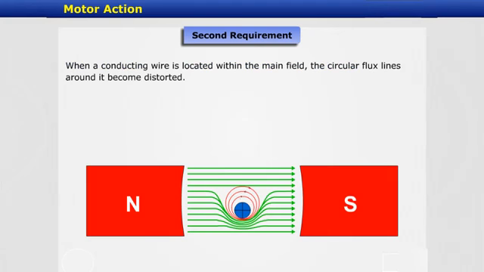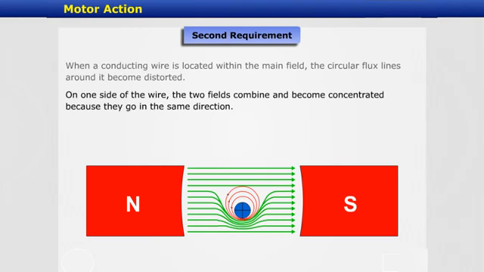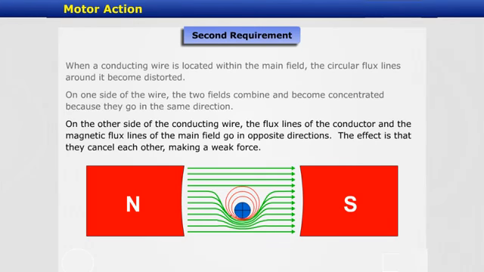When a conducting wire is located within the main field, the circular flux lines around it become distorted. On one side of the wire, the two fields combine and become concentrated because they go in the same direction. On the other side of the conducting wire, the flux lines of the conductor and the magnetic flux lines of the main field go in opposite directions. The effect is that they cancel each other, making a weak force.